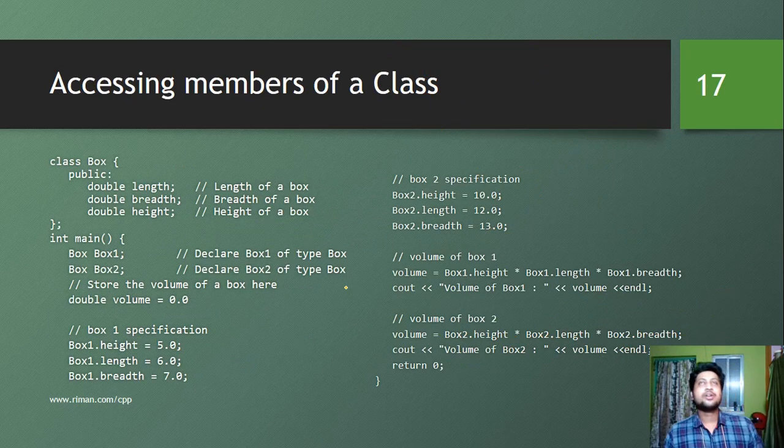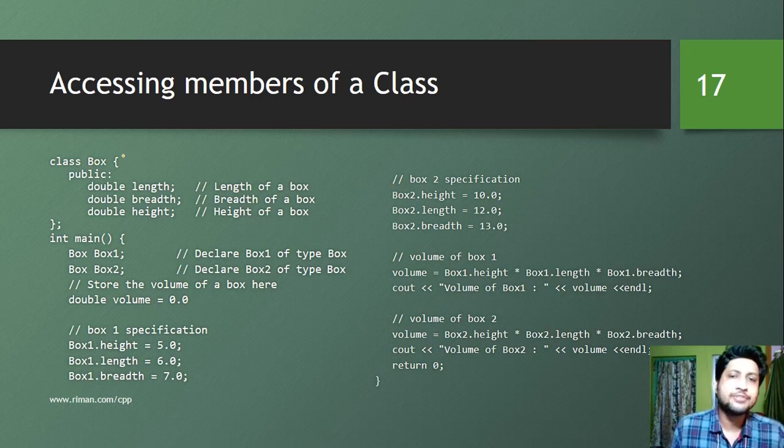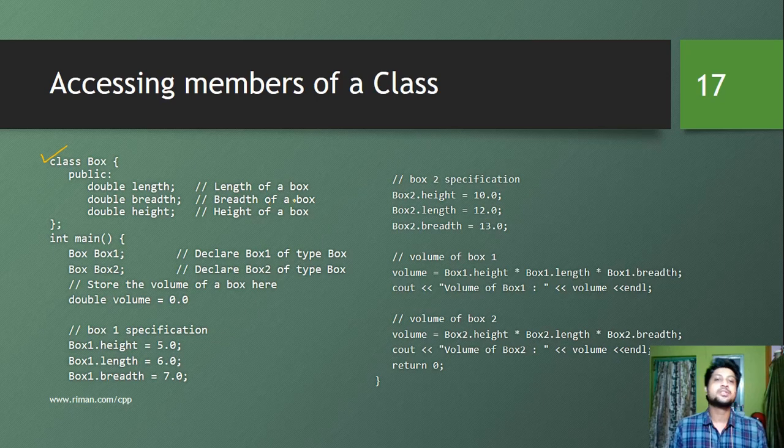So let's talk about how we can access members of a particular class. This is interesting. We have this setup: a class Box, with some public data, that is double length, double breadth, and double height. So we have three different data members: one to represent the length of the box, another to represent the breadth, and another to represent the height of the box.